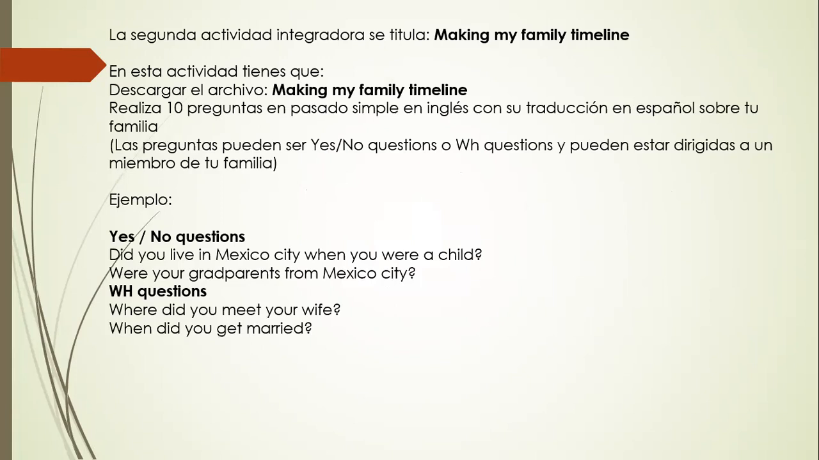Ahora, vamos con nuestra segunda actividad integradora, Making My Family Timeline. What is this activity about? Well, in this activity, you have to ask 10 questions in past simple, in English. And you have to translate the questions into Spanish. You have to ask these questions to a member of your family. You can ask yes, no questions or WH questions.